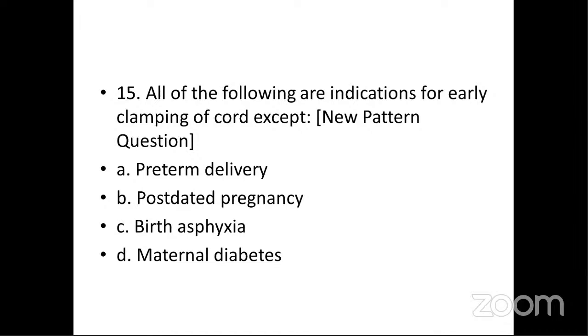Now the next question. All of the following are indications for early clamping of the cord except: preterm delivery, post-term pregnancy, birth asphyxia, or maternal diabetes. Birth asphyxia, you don't want to clamp the cord immediately? No. You want to clamp immediately, is it not, in birth asphyxia? Yes, because you want to resuscitate the baby as quickly as possible. So you want to take up the baby immediately either to the resuscitative area or hand it over to the pediatricians. So you don't want to wait there for clamping the cord.